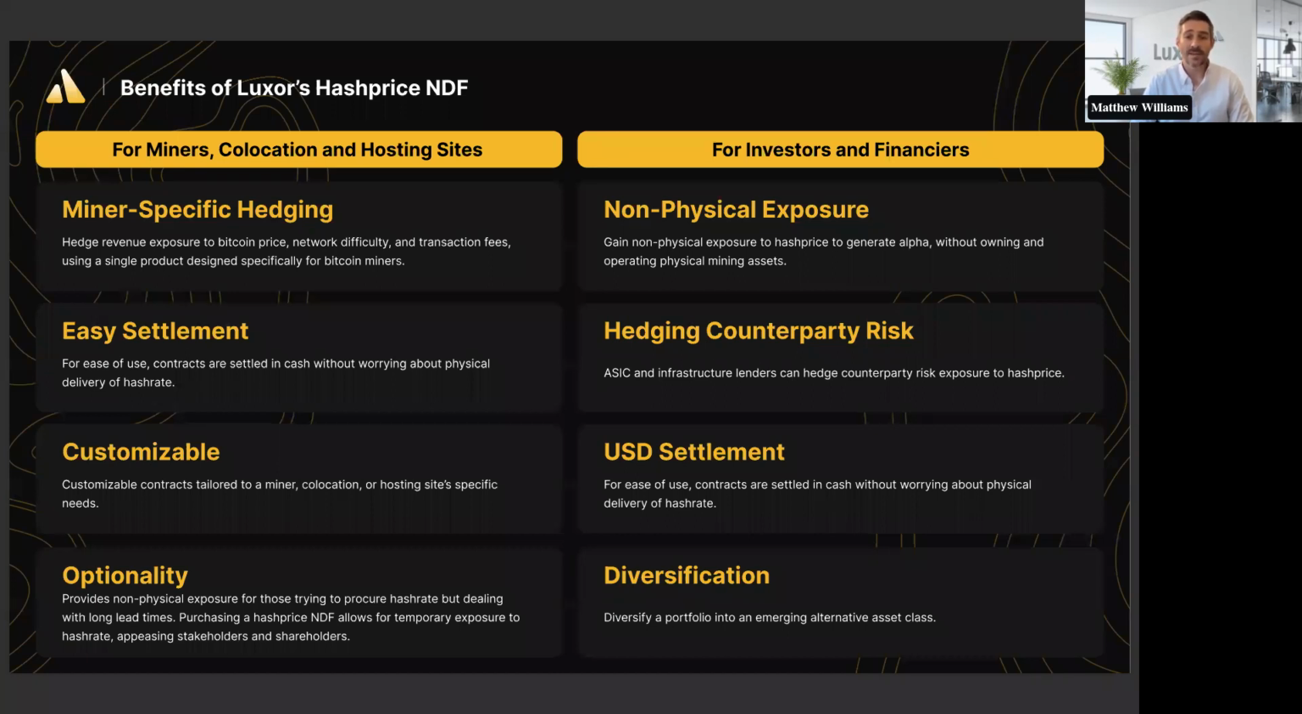Our settlement process is super simple and quick. For ease of use, the contracts are settled in cash. There's no component of physical delivery to worry about. Traders don't have to worry about downtime, curtailment, or custody of Bitcoin. None of that exists in this trade. These trades are also highly customizable, so they can be tailored to a miner or colo or a hosting site's specific needs, as well as those looking to get exposure on the long side.